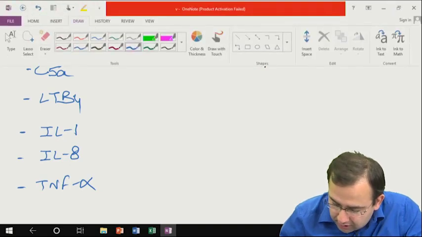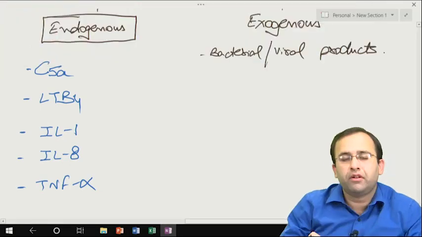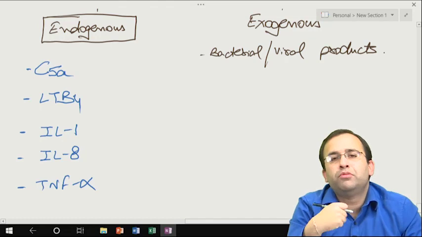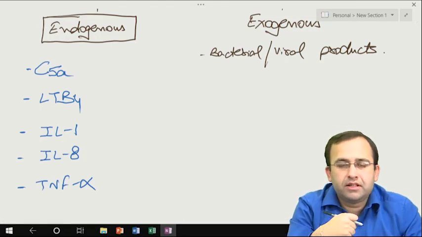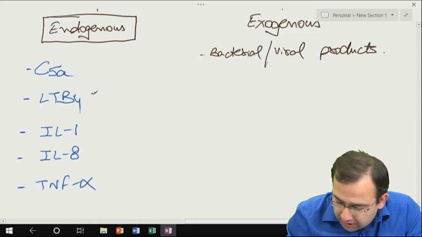Next, let us see other questions associated with this. First question, most potent chemotactic agent: C5a, leukotriene B4.